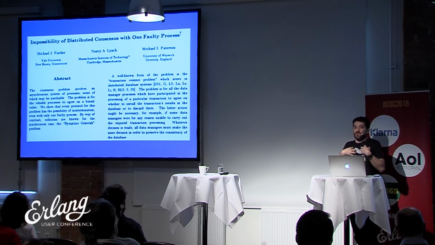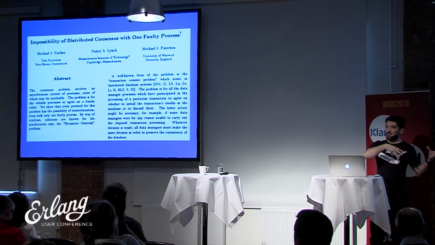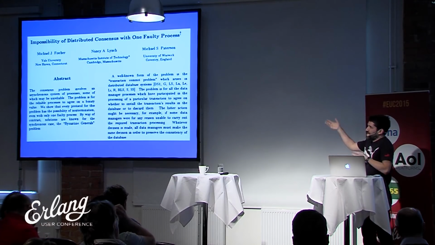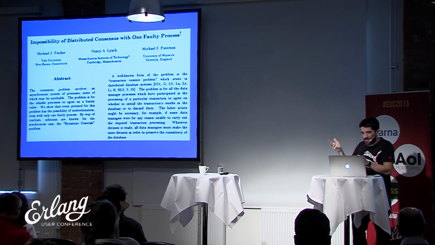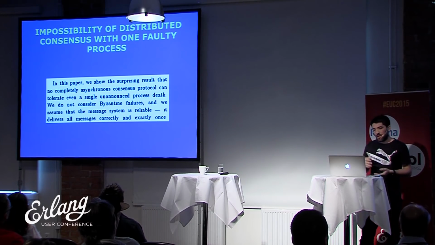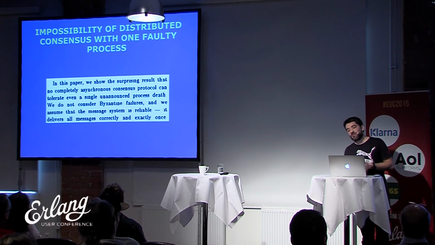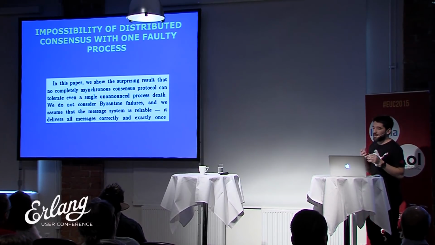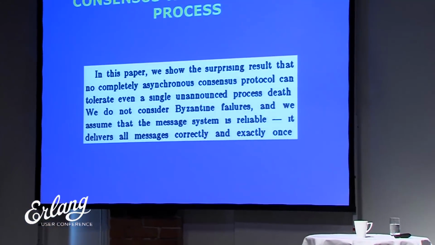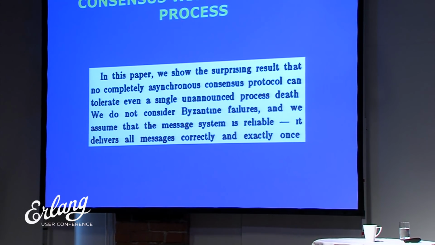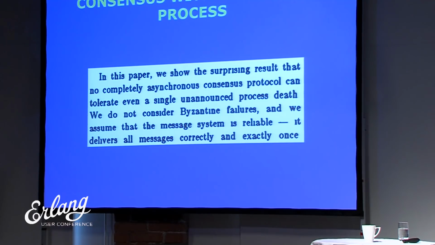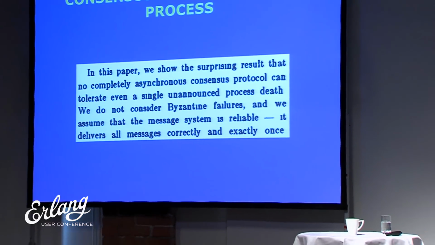From my point of view, if I don't have this previous knowledge of models and so on, I have no idea what guarantees or what this thing is trying to prove. So it goes somewhere. In this paper, we show the surprising result that no completely asynchronous consensus protocol can tolerate even a single unannounced process death, and they don't consider Byzantine failures and whatnot. So we know the system is completely asynchronous.